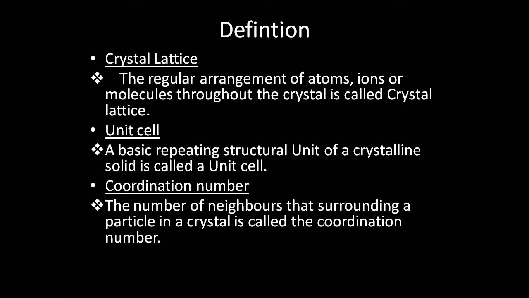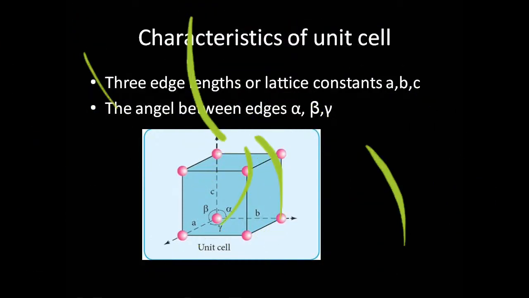Next one, unit cell. What does unit cell mean? It is the basic repeating structural unit of the crystalline solid. Next one, coordination number. Coordination number means the number of nearest neighbors surrounding a particle, that is an atom, ion or molecule, in a crystal.